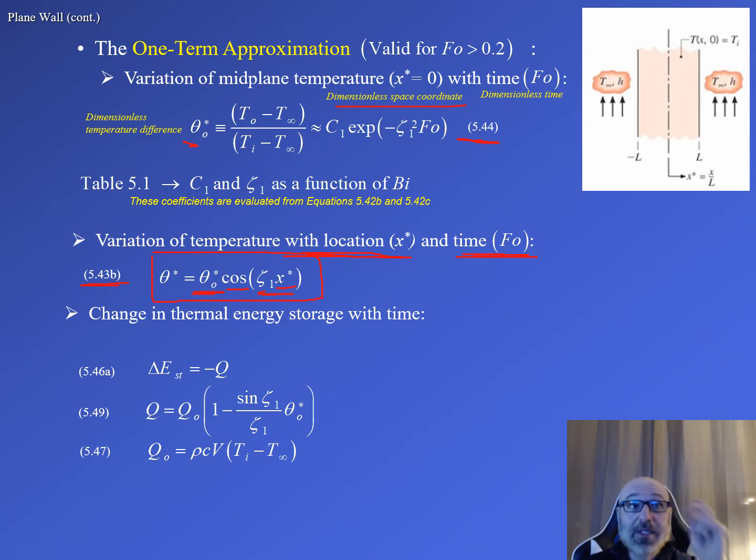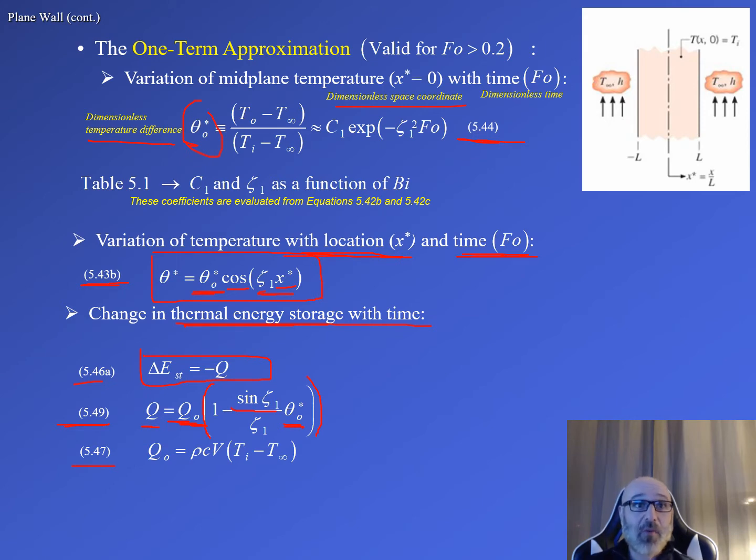Now moving on from there, if we want to take a look at our change in thermal energy storage with time, we have these equations here, 5.46a, 5.49 and 5.47 in our textbook. 5.46a shows us this delta E, our change in thermal energy storage, is equal to our negative Q. Well, the question is, what is Q? That's where we can go to equation 5.49 in our textbook and see that Q is equal to our Q naught, Q at 0 at our midplane, times 1 minus the sine of our eigenvalue 1 all over our eigenvalue 1, times now this relationship for our dimensionless temperature difference, which we have from equation 5.44 up here.